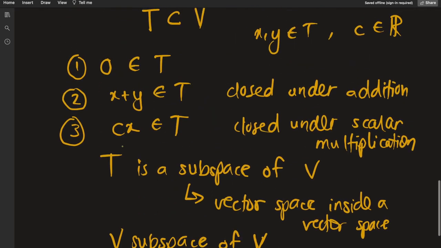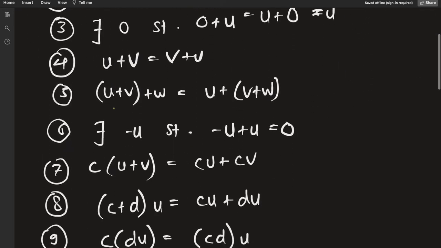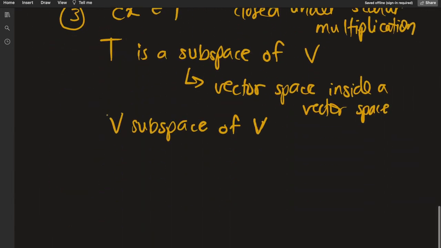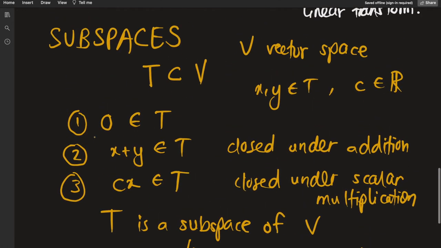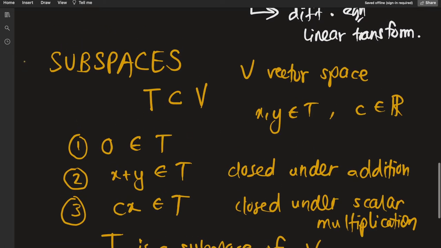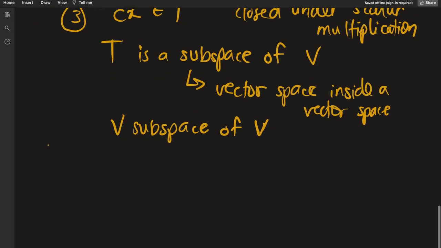And the conditions are very few for showing that anything is a subspace. So instead of going through the whole checklist of 10 items, it's always easier to check for these things to show that something is a subspace rather than showing that it's a vector space. I think the subspace notion is a way more practical, way more useful one compared to that of vector spaces, because it's way easier to show.